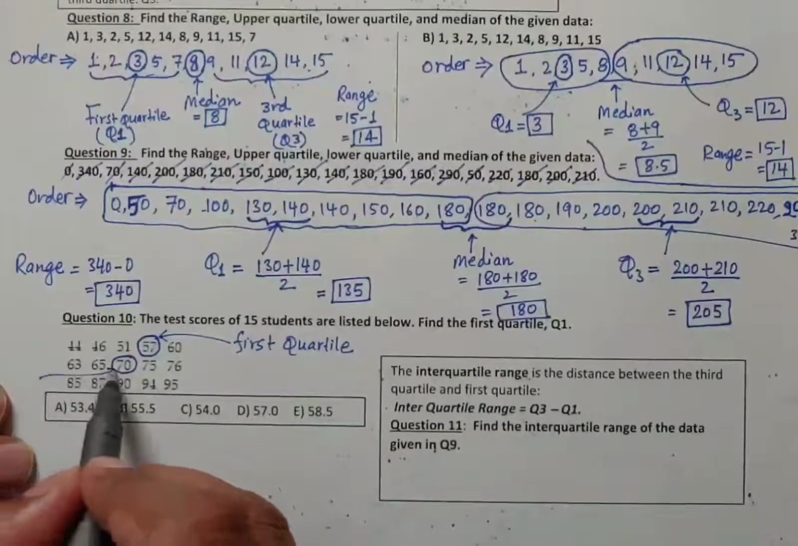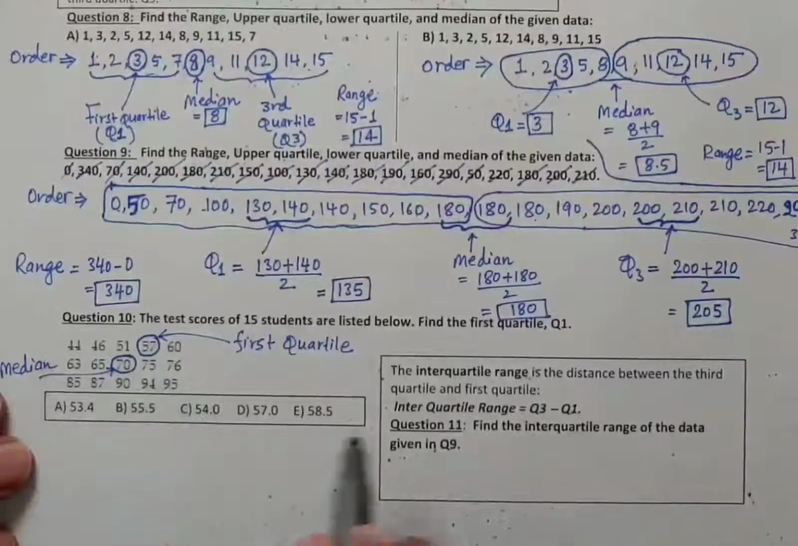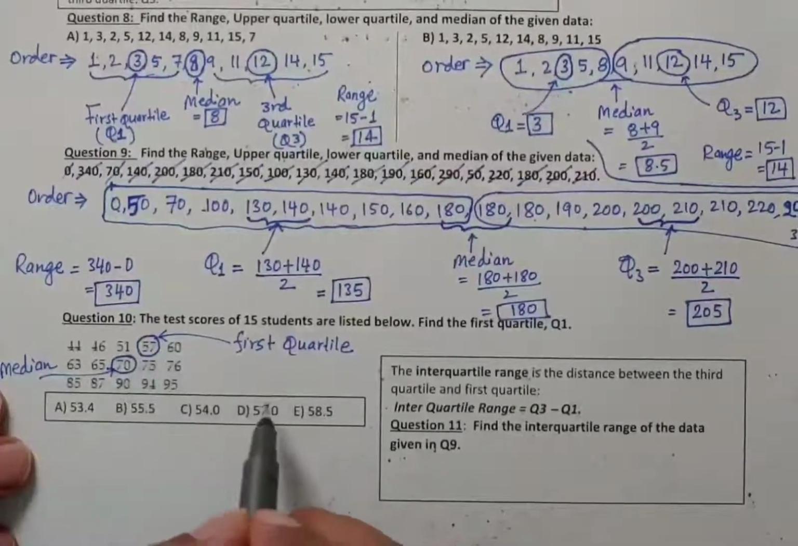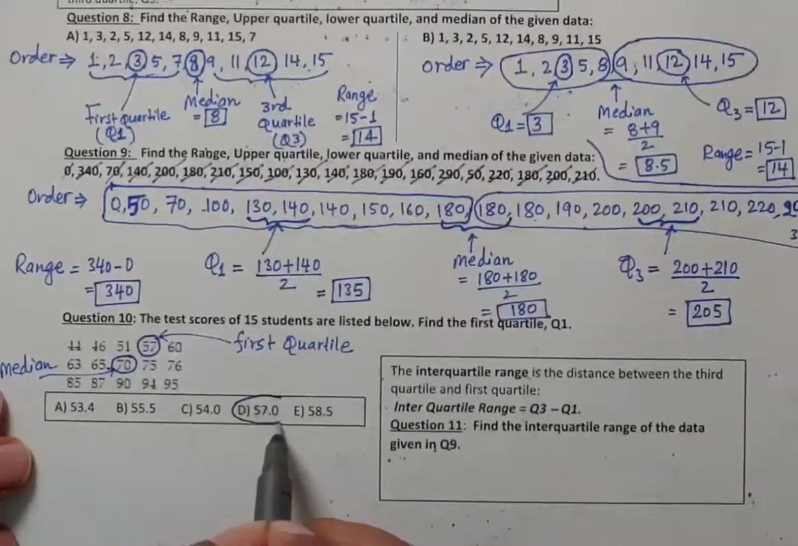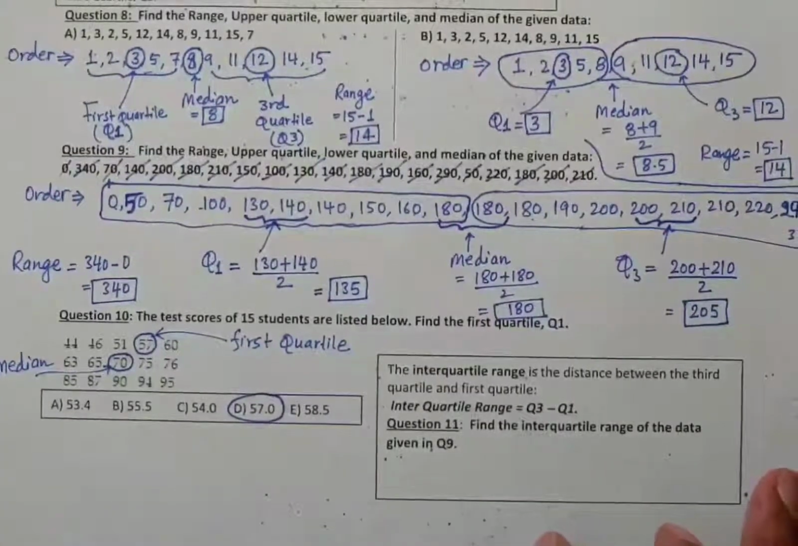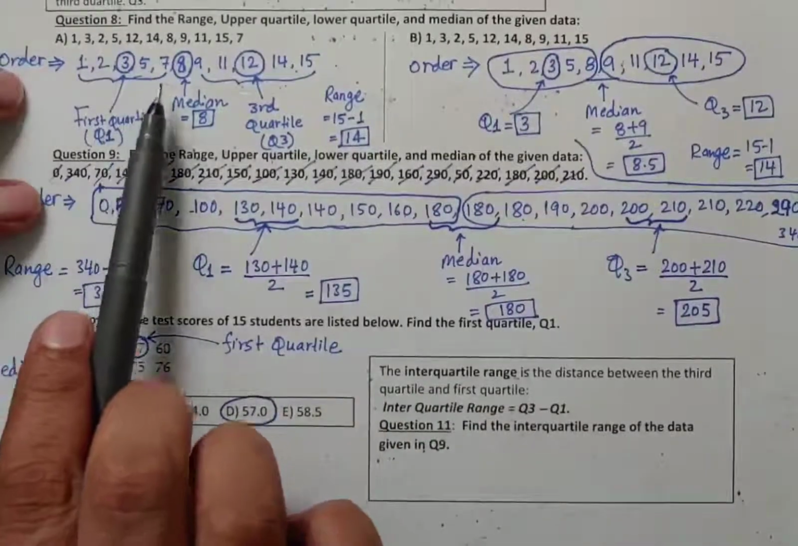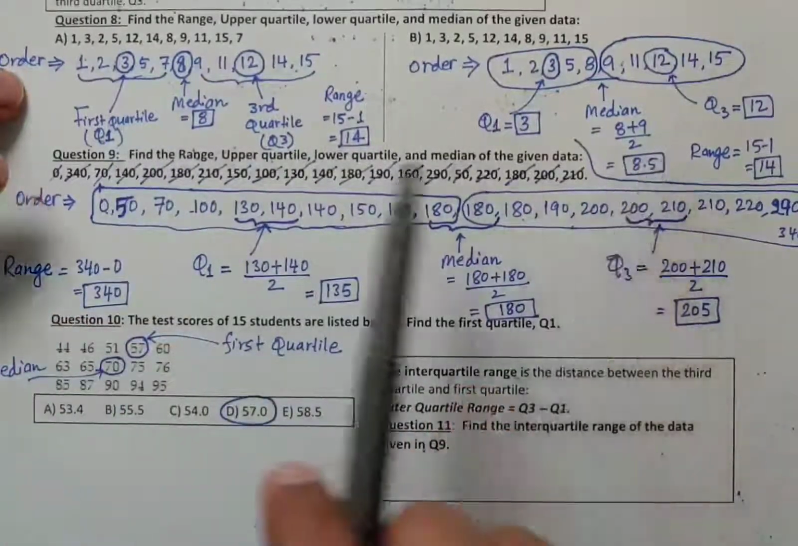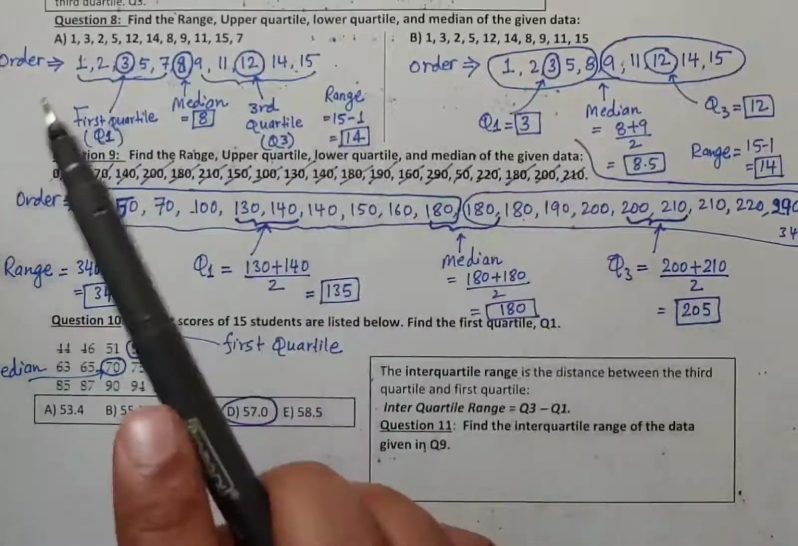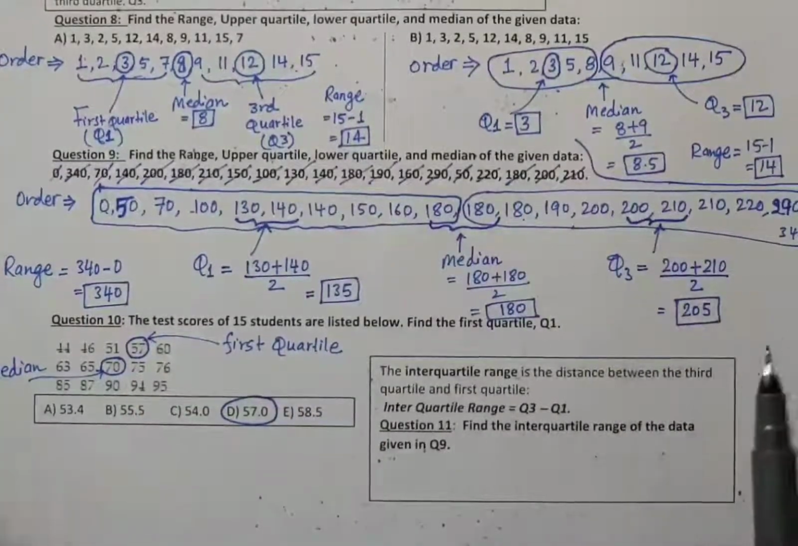And this is the median. So 57 is the first quartile. Okay, so see the difference in data if you have an odd number of data and an even number of data, and how to find the median and the quartiles, Q1, Q2, Q3.